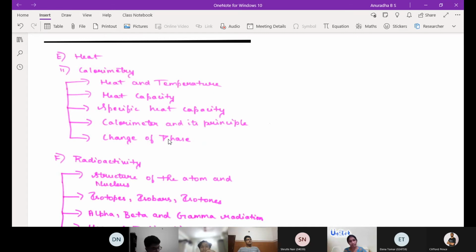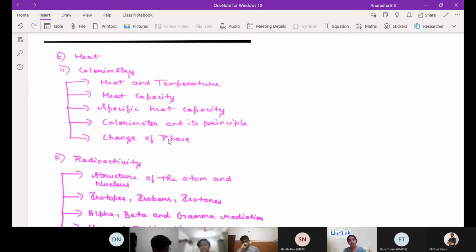Have you guys studied that anomalous expansion of water? It is a very important concept. Basically, any substance will expand on heating. But what happens to water between 0 degrees Celsius and 4 degrees Celsius? Will it expand? No, ma'am, it will contract.